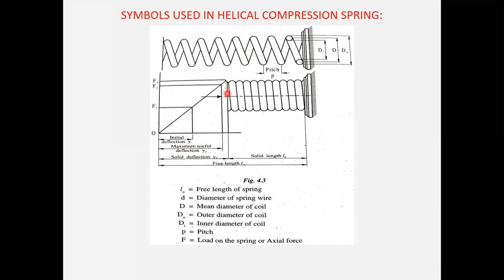When you apply the load, here you can see I am applying the load, and because of that it is getting compressed. Whatever the compressed length is, that is called the solid length, and this is called the free length. Here you can see this is from top to bottom. This is called the free length when the spring is unloaded. When you load it, this condition is called the solid length.